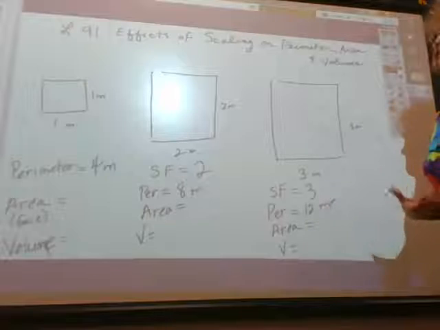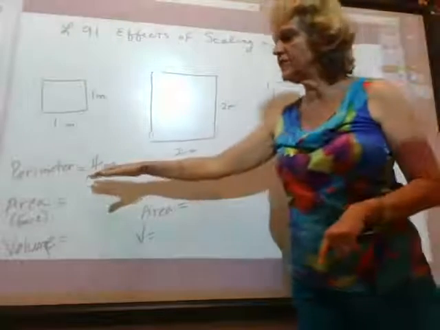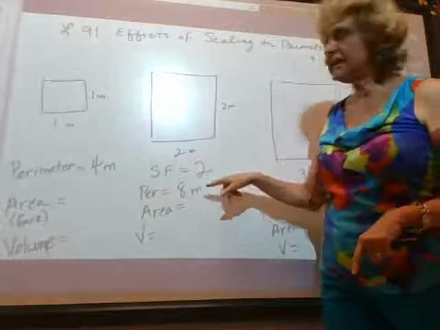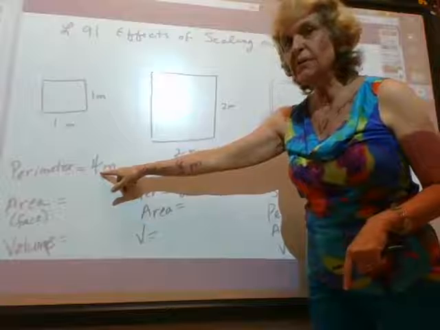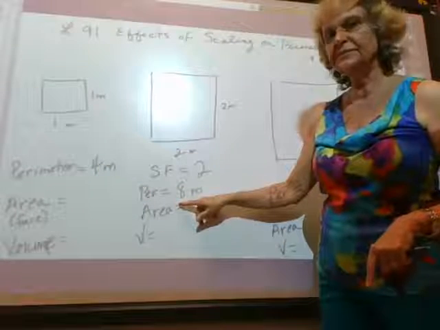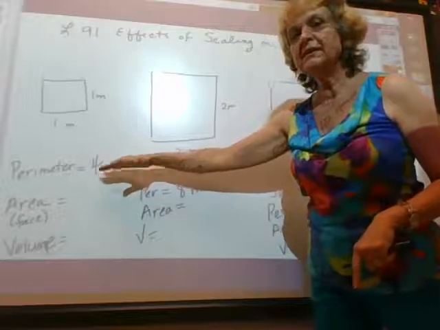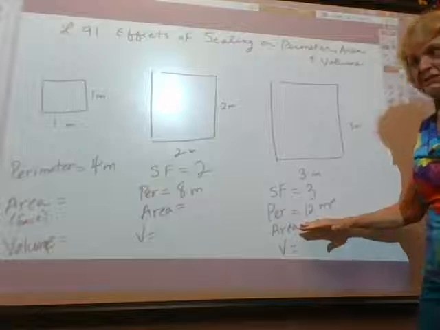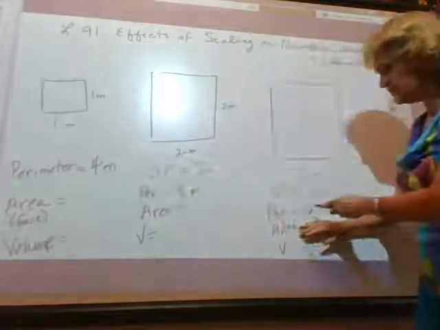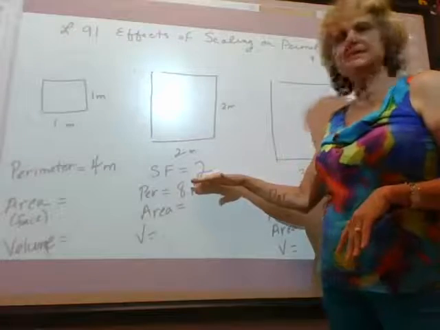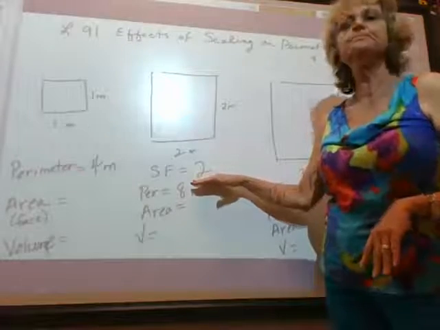So do you all notice that all I have done to get the perimeter of the little one to the big one is that I doubled it, right? Little one's 4, scale factor 2 means the perimeter doubled. The little one's 4, the scale factor tripled, the perimeter tripled, didn't it? 4 getting tripled is 12. So the effect on the perimeter is the same as the scale factor, okay?